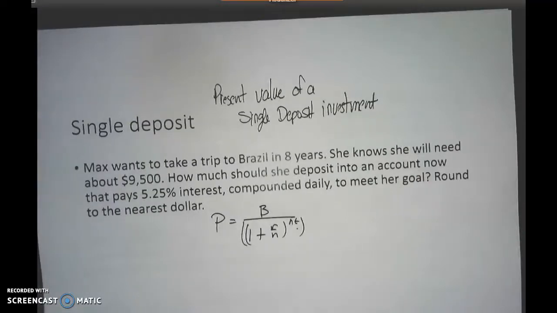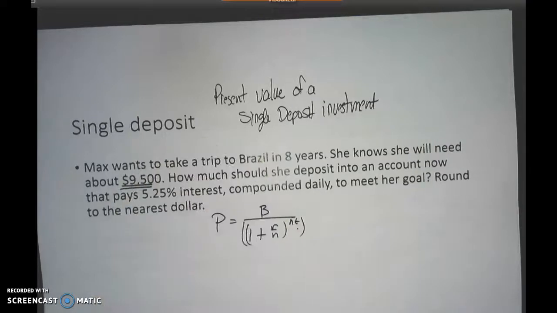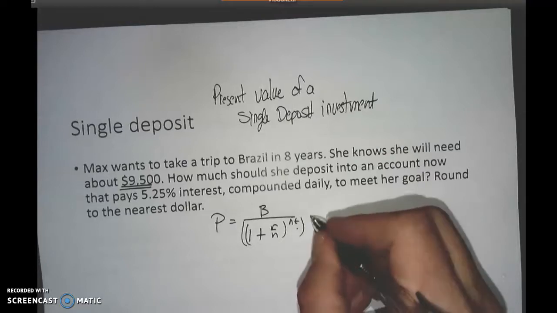Value of a single deposit. All right, so Max wants to take a trip to Brazil in 8 years. She knows she'll need about $9,500. How much should she deposit into an account now that pays 5.25% interest compounded daily? Round your answer to the nearest dollar. Okay, so this tells me this is the end. So we're looking at how much they need to deposit just once, okay?